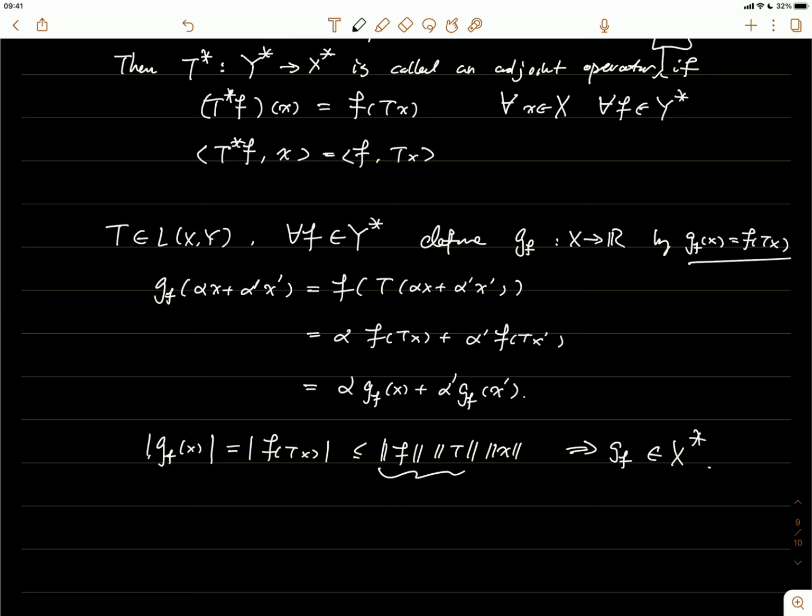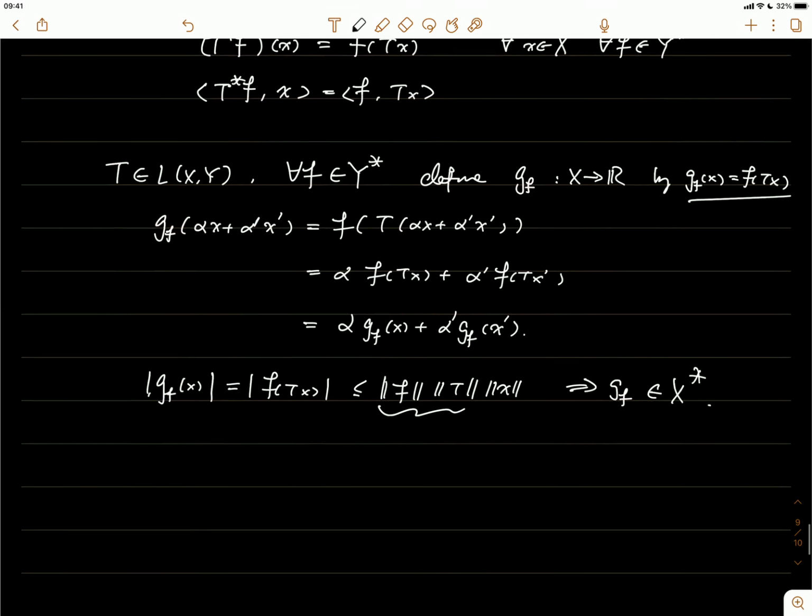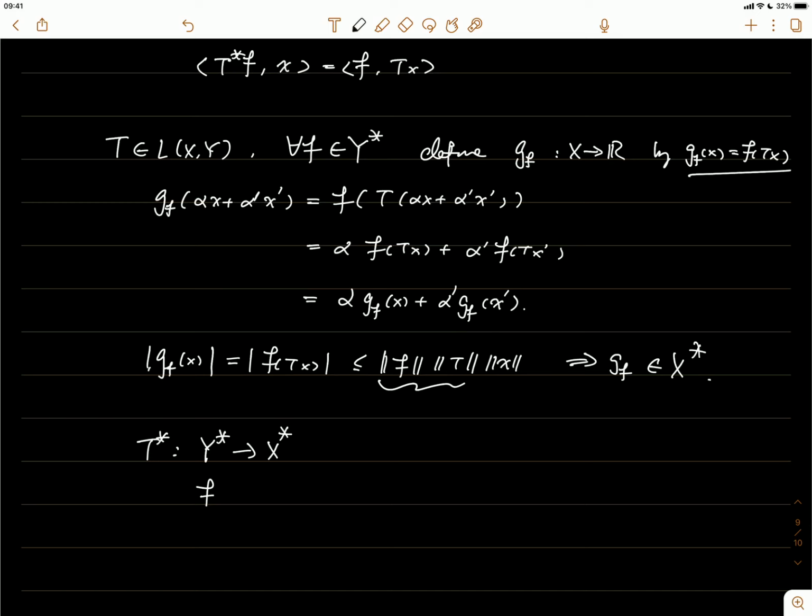Okay, so for any given T and for any f, we can just define g_f in this way. This is how we define the adjoint operator. We define T star as a mapping from Y star to X star. For any f in Y star, we map it to g_f. This is how we define T star, and we denote it by T star of f. So it is indeed in X star.